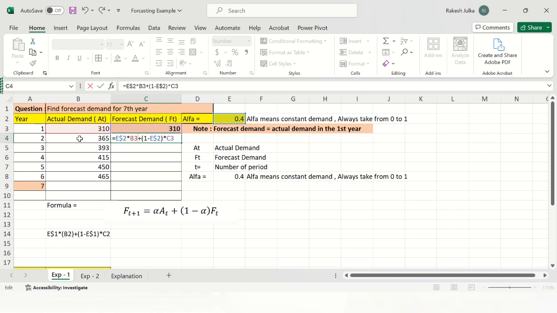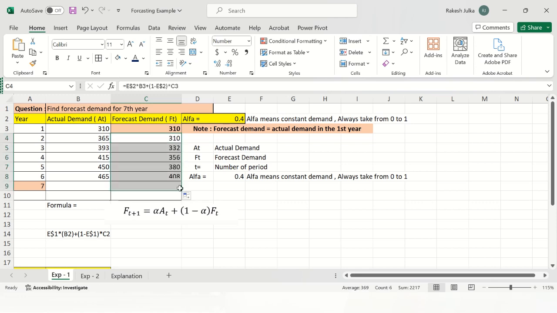So next we have here 310, same. If I drag this one till the 7th point, we find that 431 will be the demand for the 7th year for the particular product. So in this way we can calculate.